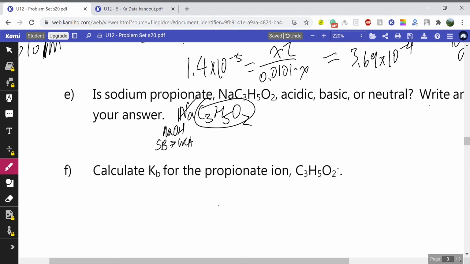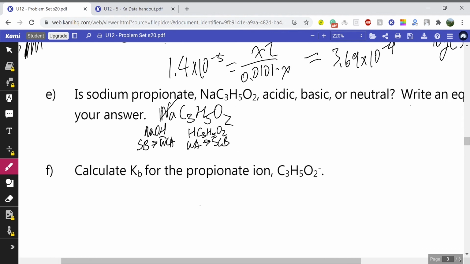Now this, when in water, is going to attach to an H, and this is going to be a weak acid, which will turn into a strong conjugate base. So we have a weak conjugate acid, which means it's neutral, and we have a strong conjugate base, which means it's going to be basic. We have a basic and a neutral, which means the overall will be basic. And how do we prove that?